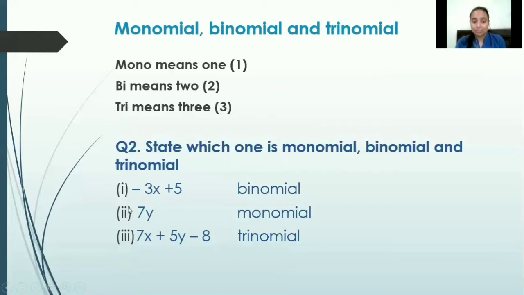Now pay attention to this. 7y. Now you will say there are two numbers in multiplication. Products are considered as one term. So 7y is one term, and it is a monomial. So 7x plus 5y minus 8: one term, 2 and 3. Trinomial. How easy it is, right?